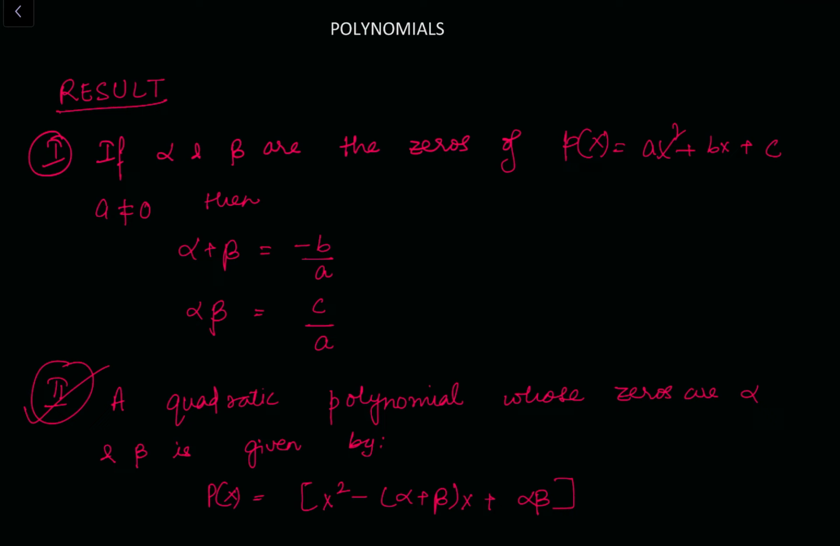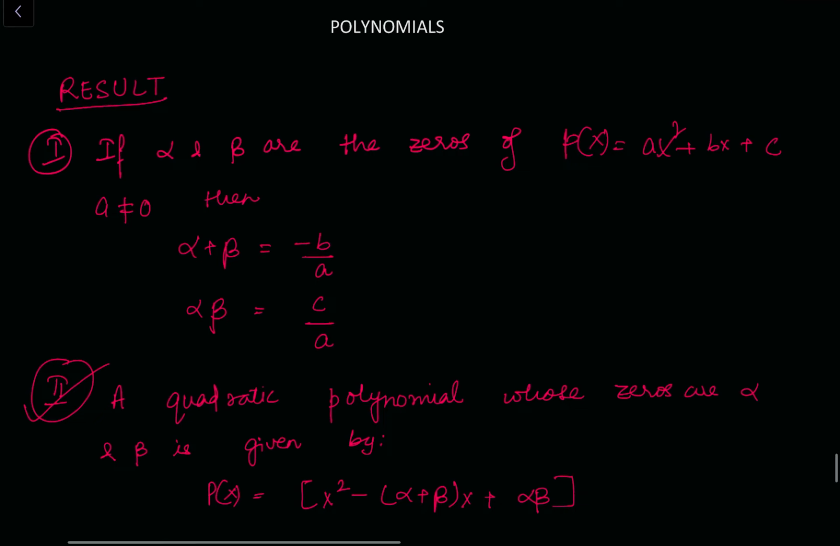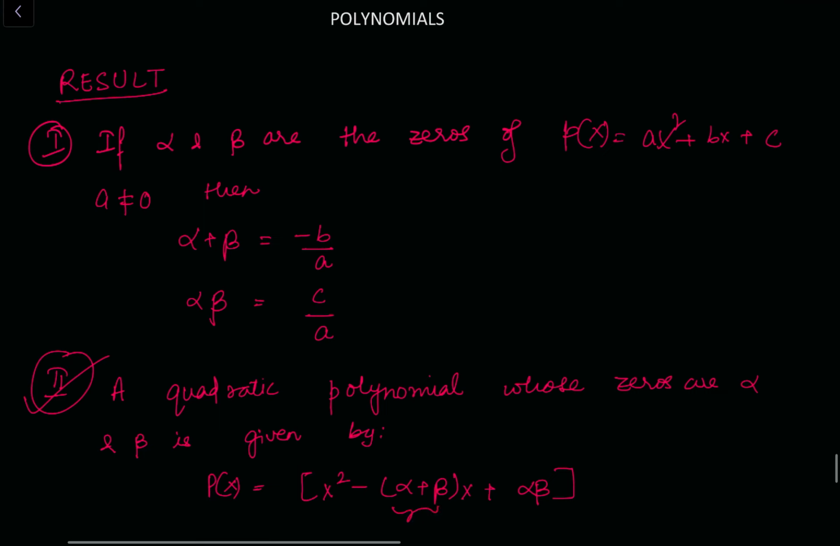Today we are going to be learning about these two results. In this video particularly we will be discussing the second result, which says that a quadratic polynomial whose zeros are alpha and beta is given by this form, where the middle term is the sum of the roots and the constant term is the product of the roots and the coefficient of x is 1.